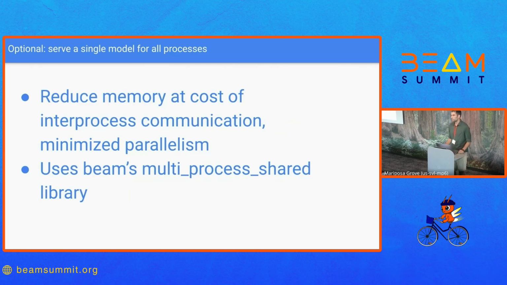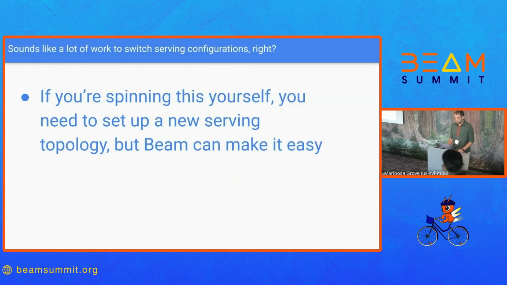You have to do this kind of inter-process communication as opposed to the original case where you just had your model sitting in each individual process. In practice, though, we haven't seen that be a significant barrier. Usually, the cost of I/O into and out of the box is much more significant than the cost of shuttling bytes across the process barrier. So yeah, like I mentioned, if you were spinning this yourself, you need to do a full serving topology change. But with Beam, it's super trivial.